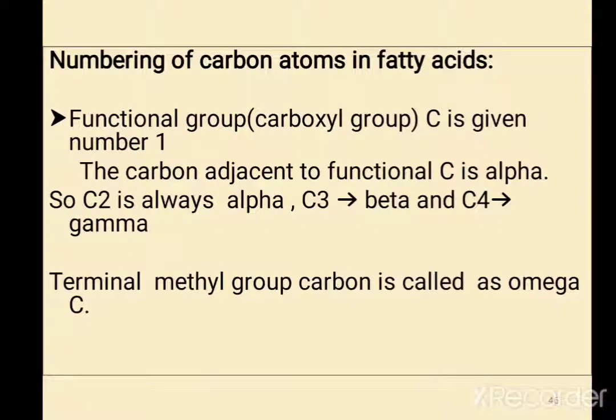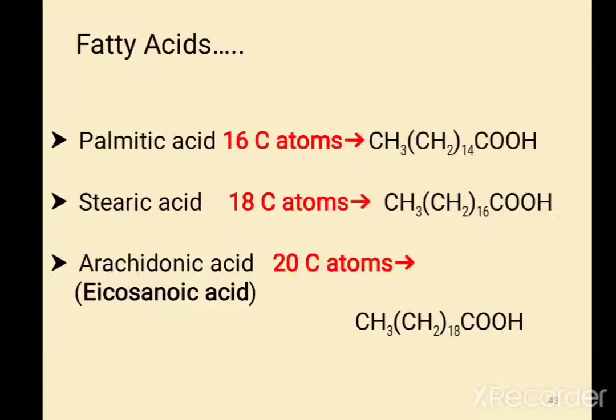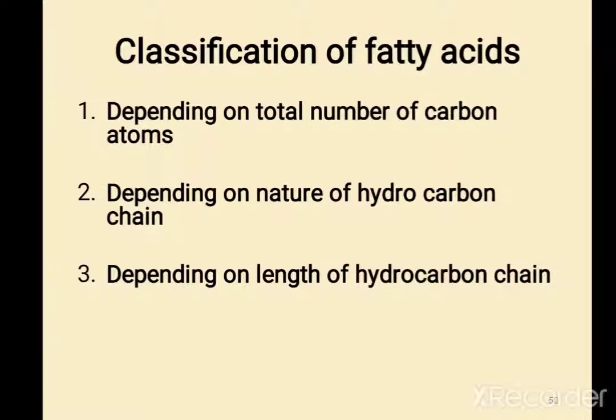And how to number the carbon atoms in a fatty acid? The functional group carbon, that is the carbon atom of the carboxyl group, is given number 1, and the next carbon is C2, also known as alpha, and the next one is C3 or beta, and the terminal methyl group carbon is known as omega carbon. So this is the functional group carbon, which is given C1, and the adjacent carbon, which is given C2 or alpha, and the next one is C3 or beta, and this is the terminal methyl group carbon, which is given omega 1.